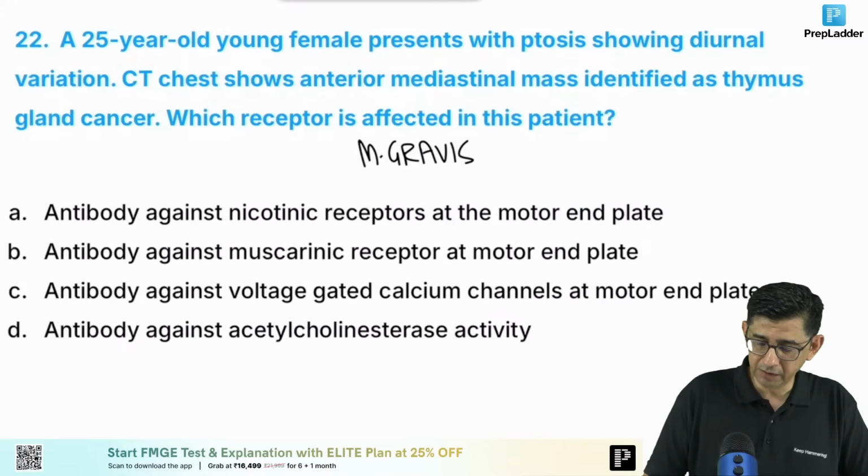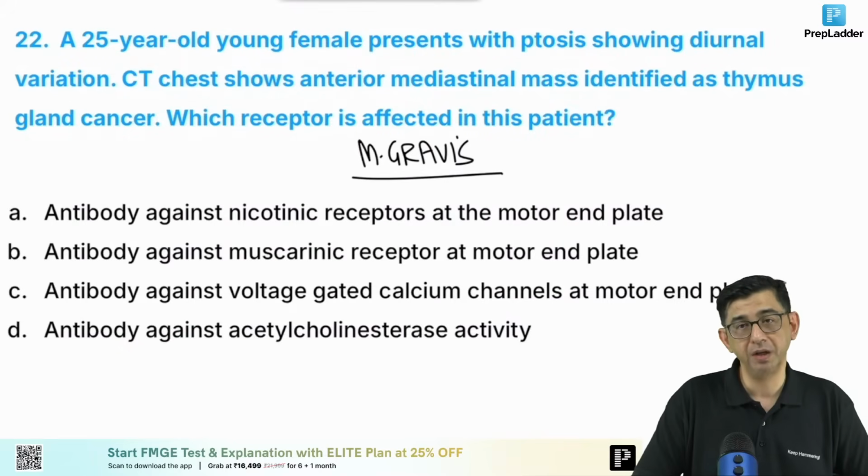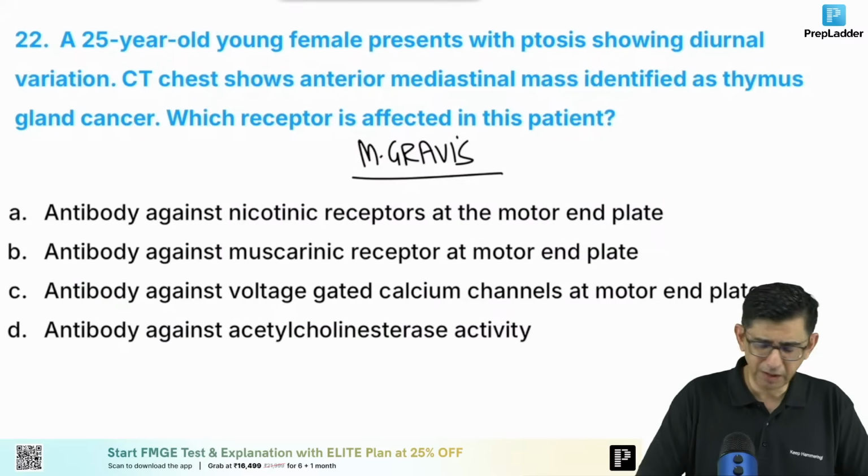Now myasthenia gravis is a defect in which acetylcholine will not be able to act. Right? Acetylcholine will not be able to act. So what are the receptors at the neuromuscular junction is the basic science that they're talking about. I could see a C coming up.